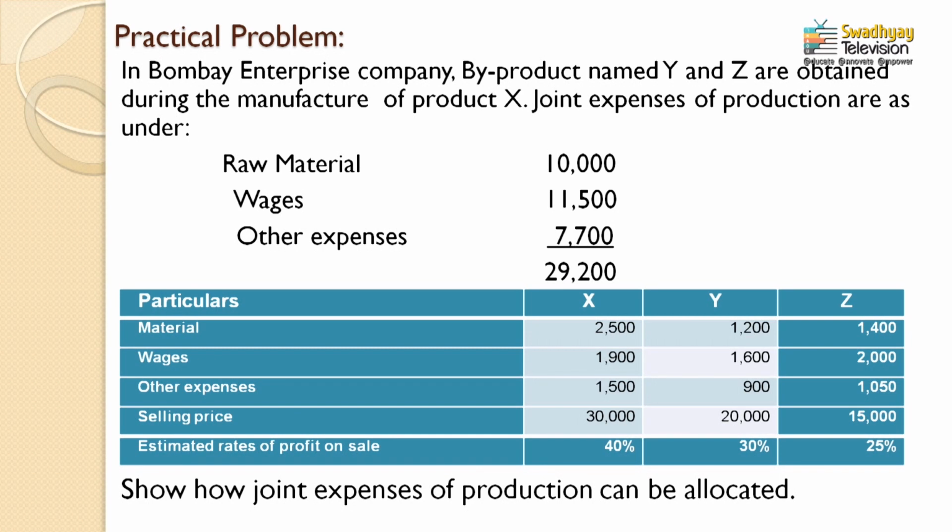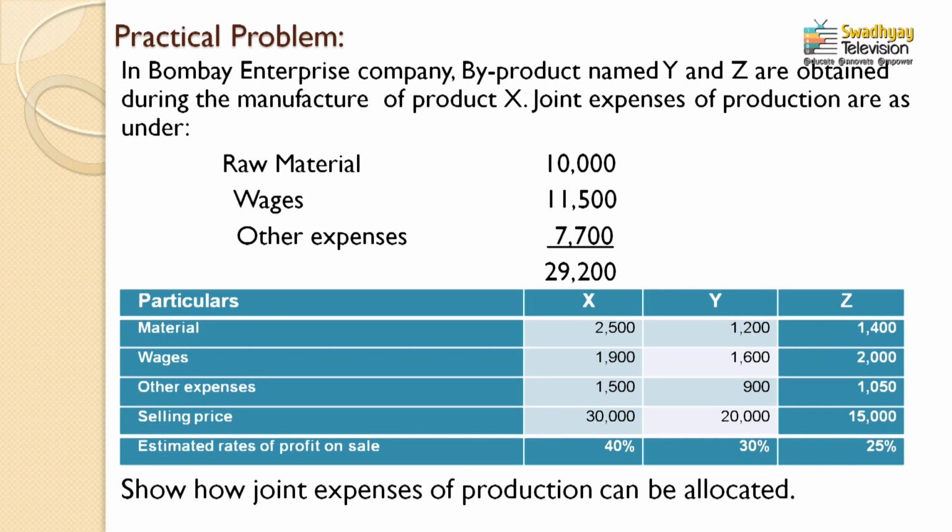As I already mentioned, there are certain expenditures incurred as a whole for the company which may not be easily identified or distributed between all the products, product X as well as product Y and product Z. Raw material incurred in total is 10,000 rupees, wages is 11,500 and other expenses are 7,700. In total, the total joint expenditure incurred for the company is 29,200 rupees. This is the total expenditure.